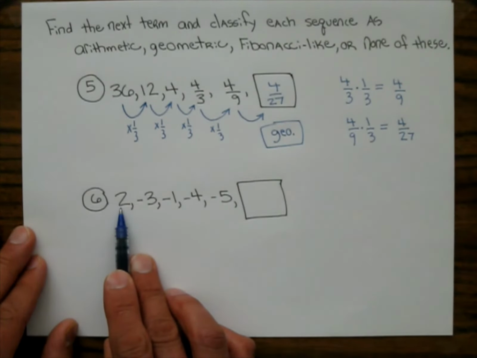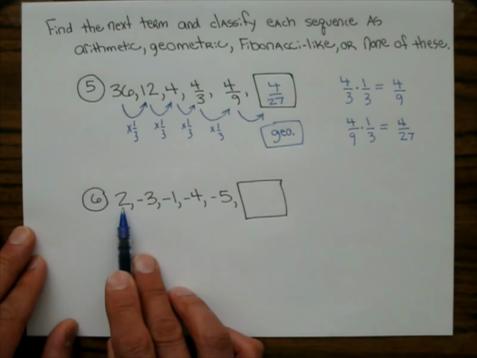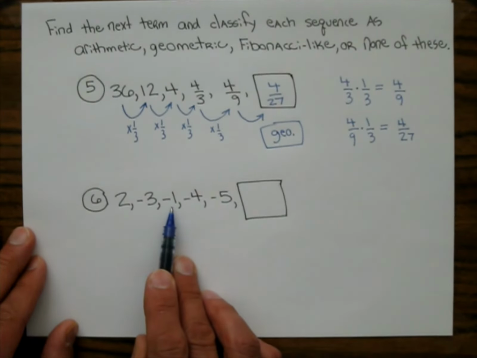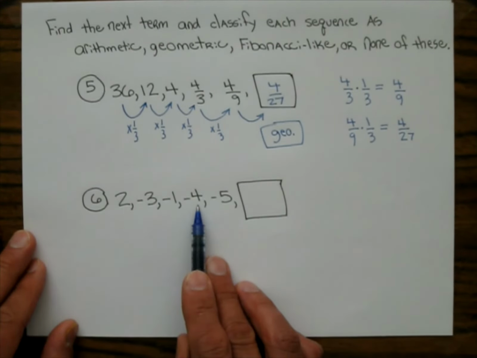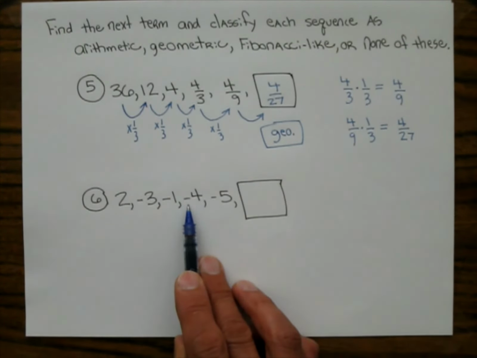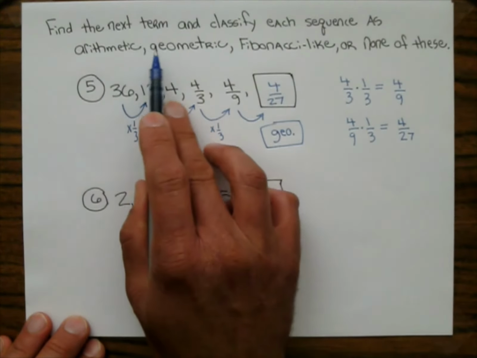Let's see, if I subtract 5, I get -3. Okay, 2 minus 5 is -3, and then I go -3 minus 5. Nope, it's not arithmetic. This one does not look to be geometric, because like going from here to here, you would multiply by 4. -1 times 4 is -4. -4 times 4 is not -5. So it's not arithmetic, not geometric.